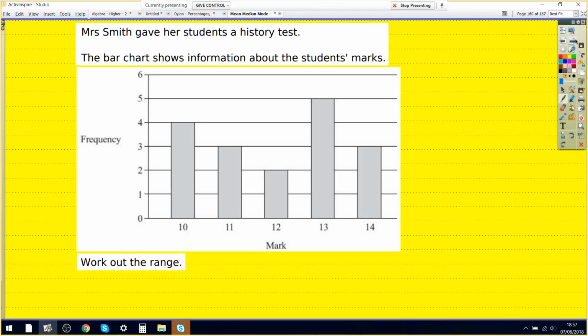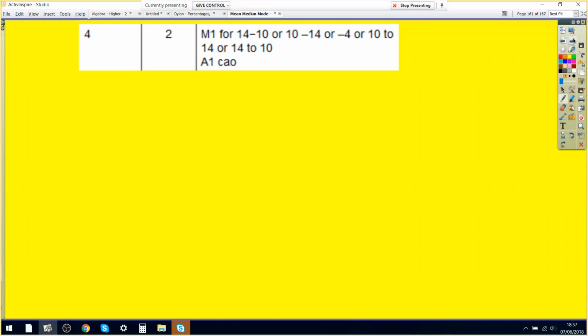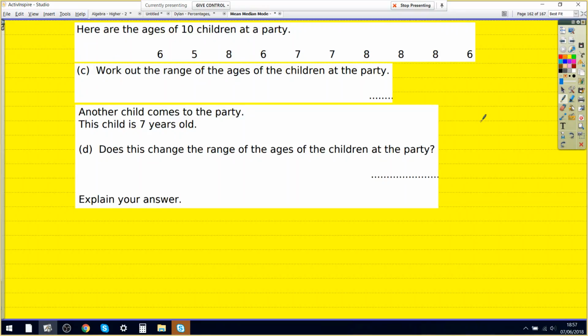And so I've gone through lots of different things, taking the range of everything. Okay, how about this one? What's the range here? 3. Okay, another child comes to the party. This child is 7. Does this change the range of the ages of the kids at the party? No. Explain your answer. Because 7's not the lowest number. The lowest number is 5.